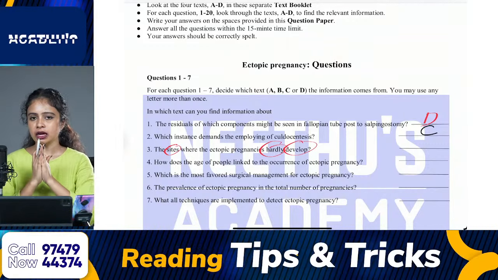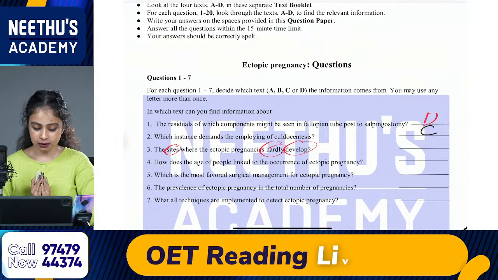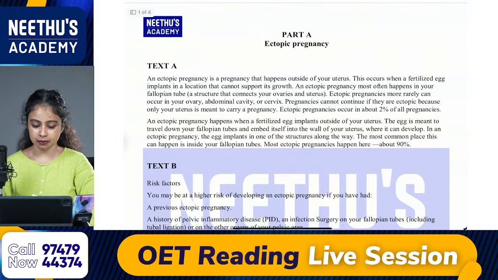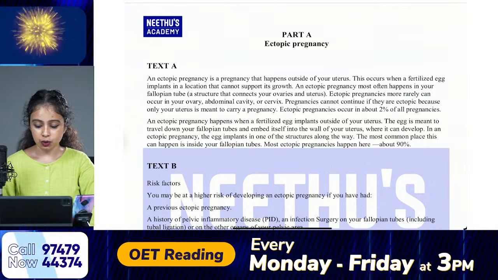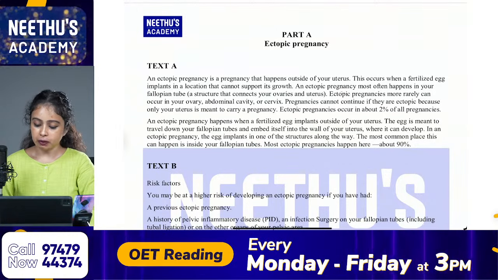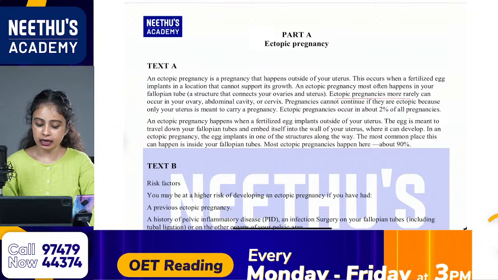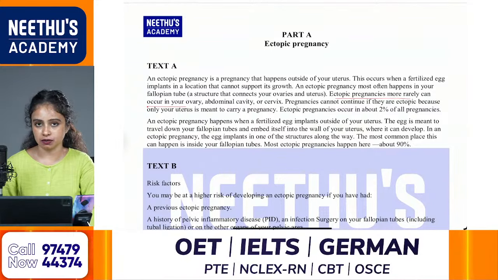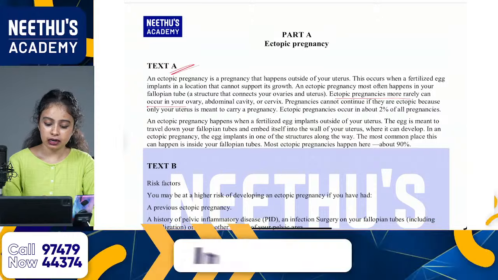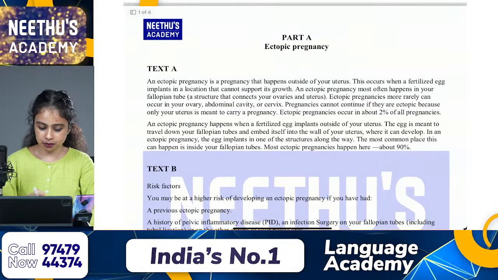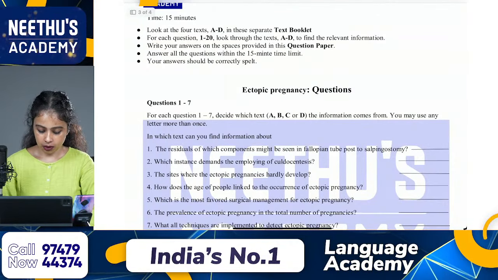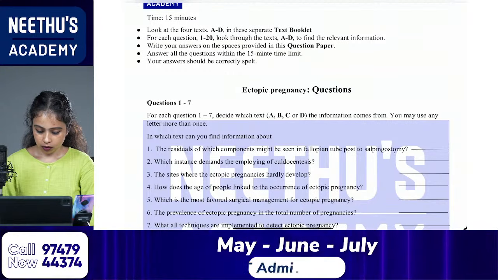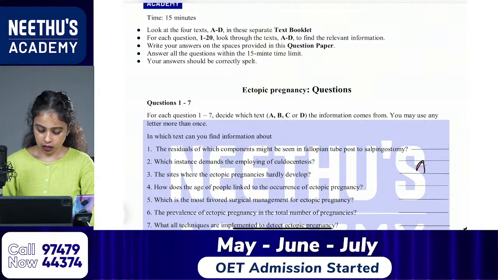As you know, it is mentioned in which text? Very good, that is from text A. So what is mentioned here? Ectopic pregnancies more rarely can occur in your ovary, abdominal cavity or cervix. So which is mentioned in text A. So my answer is A. Okay, third one, A.